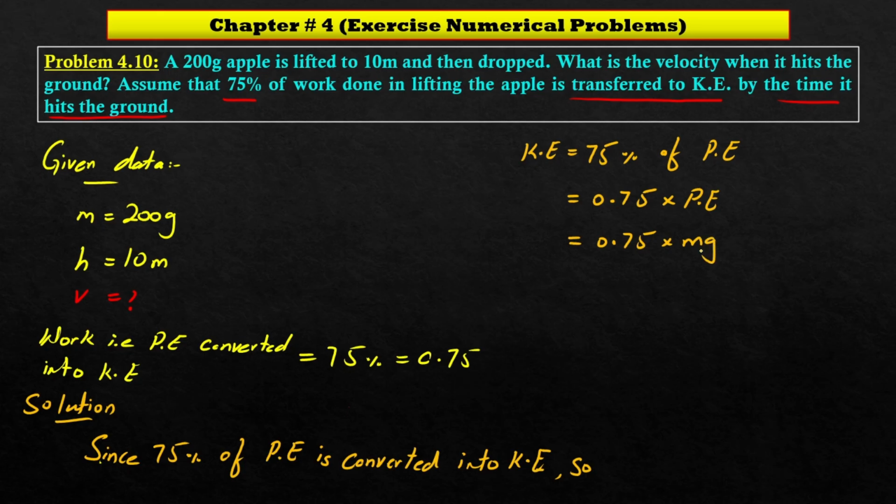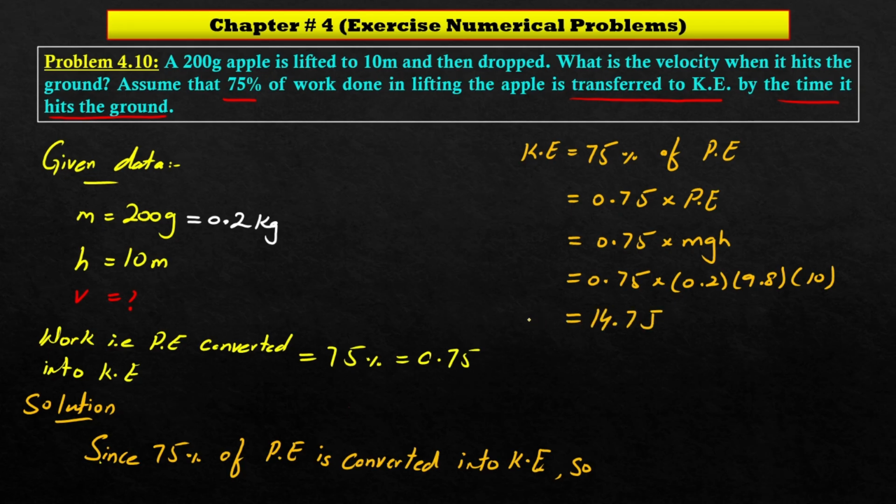mgh. The mass is 200 gram, which is converted into kilogram, so it is equal to 0.2 kilogram. By putting the values in this formula, it is equal to 0.75 into 0.2 into 9.8 into 10. It is equal to 14.7 joule. So this is the value of kinetic energy.